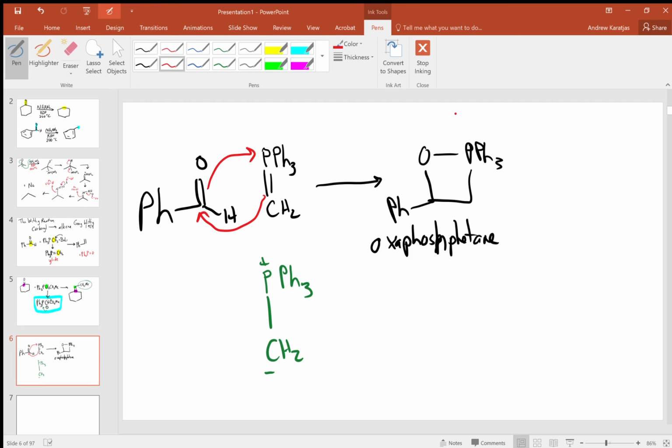Second and final step of this mechanism is that the oxaphosphetane undergoes a retro 2+2 cycloaddition, where this four-member ring breaks down, and we form the alkene plus triphenylphosphine oxide.